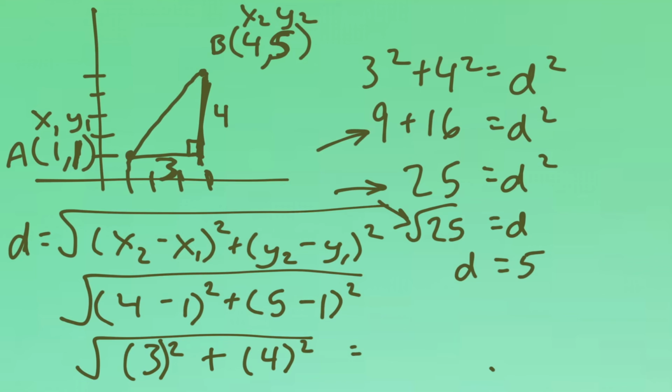So that's square root of 9 plus 16. 9 plus 16 is 25. Square root of 25 is 5. So we did get the same thing.